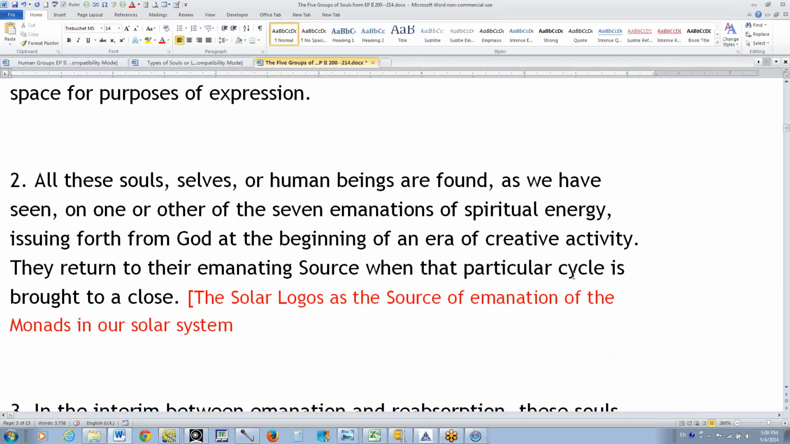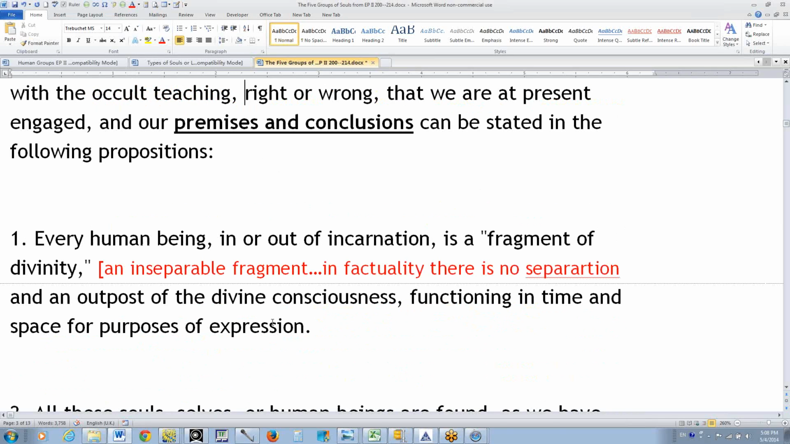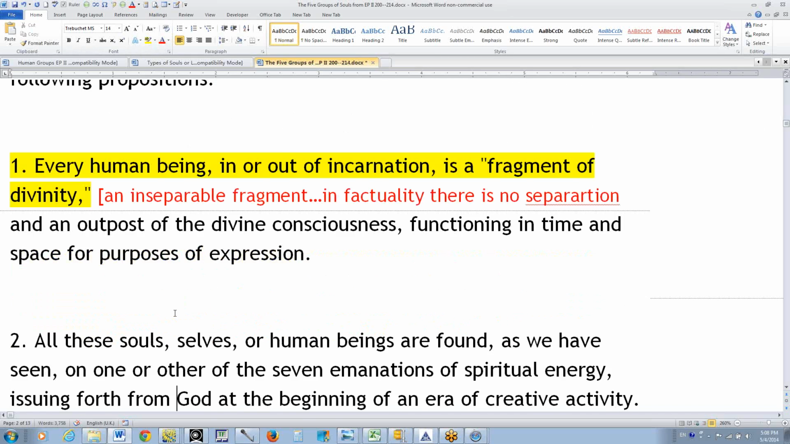So we come forth on 7 emanations. We come forth monadically on 3 emanations, then 7, and then 7 more as souls, and not to forget the triplicity of triads. So there are a number of different ways in which the rays that characterize us come forth and are combined and overlap. So the occult teaching has the following premises. Every human being, let's just kind of put them in these colors. Every human being is a fragment of divinity.